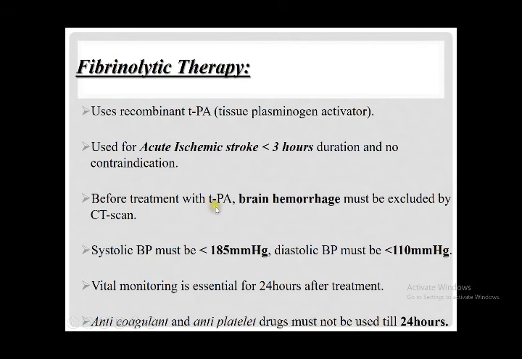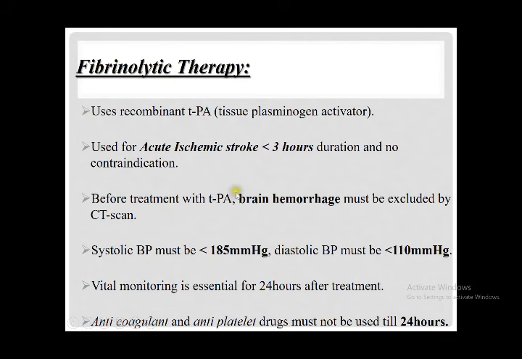Before treatment with tissue plasminogen activator, brain hemorrhage again must be excluded by a CT scan. You have to see the indications, which is a detailed list for fibrinolytic therapy. What are the indications and contraindications? I will not cover them in this slide or in this lecture, but you must follow your book to see the indications and contraindications of fibrinolytic therapy.